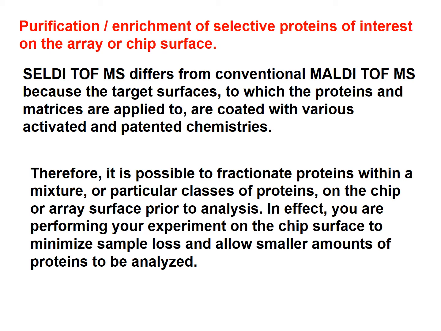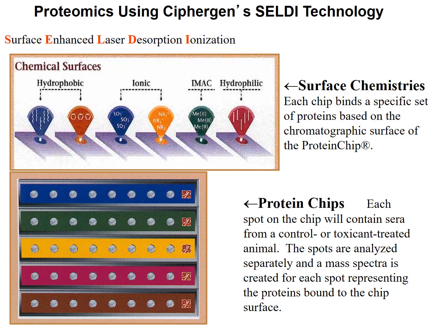And so the spots have different patented chemistries and are activated by the laser. And so that's the patent side of it. So you can mini fractionate on that one chip the proteins in a mixture, types of proteins on the chip. And then you can figure out what the proteins are. So here's another cartoon showing different spots here.